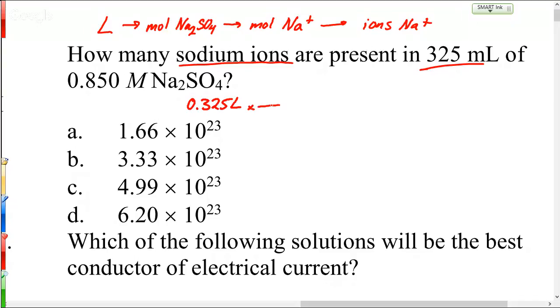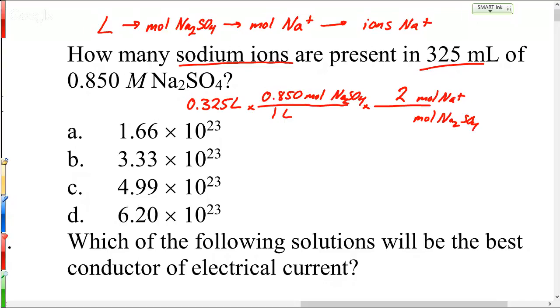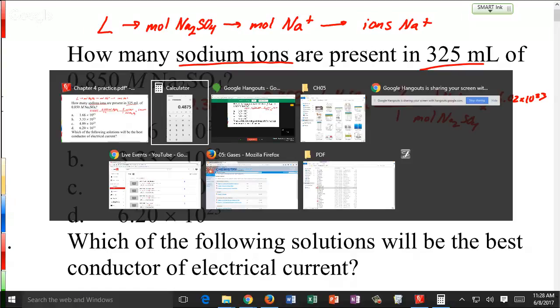0.325 liters of solution. And then the concentration of our solution is 0.850 moles per liter, and that's moles of sodium sulfate. And then if we look at the equation, we see that there are 2 sodium ions in every formula unit of Na2SO4. So 2 of those in each one of those. And then we can use Avogadro's number to get the total amount. So we put that all together.